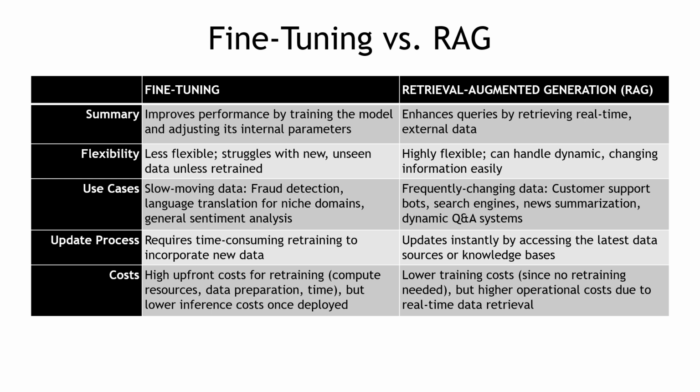But in short, fine-tuning is basically training the model with new information. So it's good for kind of slow-moving data, things that don't need to be updated often. Whereas RAG enhances the data real-time, so much better for dynamic data. And it's going to be cheaper in terms of training costs, but higher operational costs because you're doing the real-time data retrieval. But they can be used together. It doesn't have to be either or.